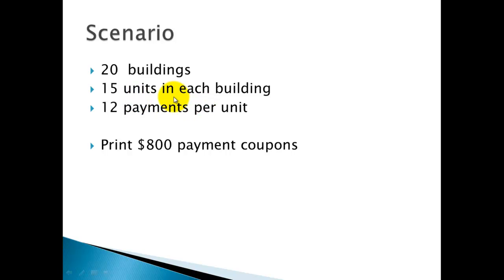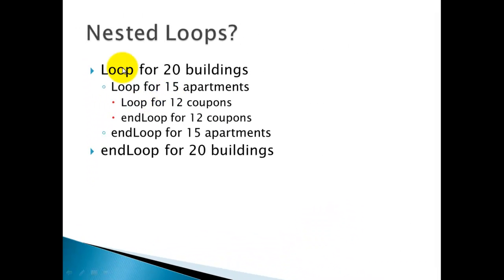If you did this without modules, you would have basically a triple nested loop. Something like this. You would start your loop for 20 buildings. Of course, that loop would iterate 20 times. Inside that loop, you would have a loop for 15 apartments, and that loop would iterate 15 times.